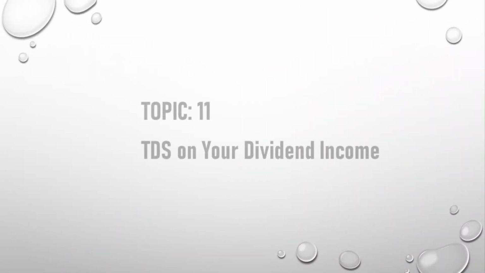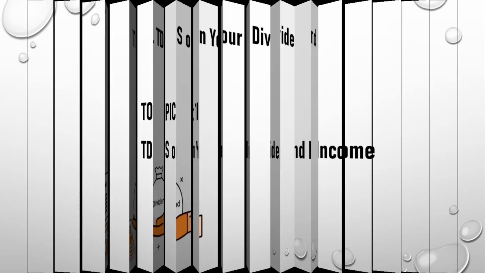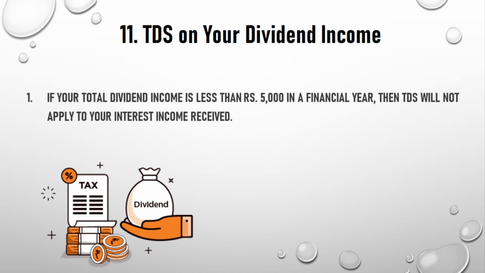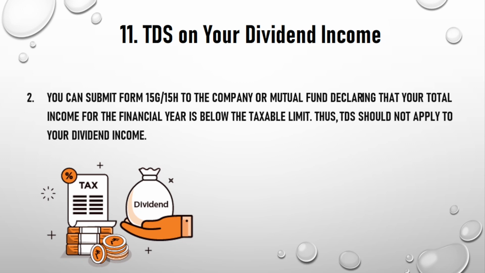Moving on to the last topic of the video, topic number 11, the TDS on your dividend income. You can effectively avoid or minimize the TDS on your dividend income and benefit fully from your investment return. Let me walk you through some of the points. If your total dividend income is less than 5,000 in a financial year, then the TDS will not apply to the income received. You can submit Form 15G or 15H to the company or the mutual fund, declaring that your total income for the financial year is below the taxable limit. The TDS should not apply to your dividend income.